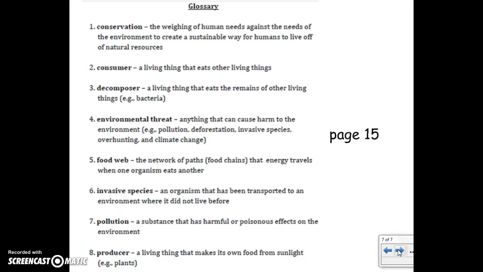7. Pollution. A substance that has harmful or poisonous effects on the environment. 8. Producer. A living thing that makes its own food from sunlight, like plants.